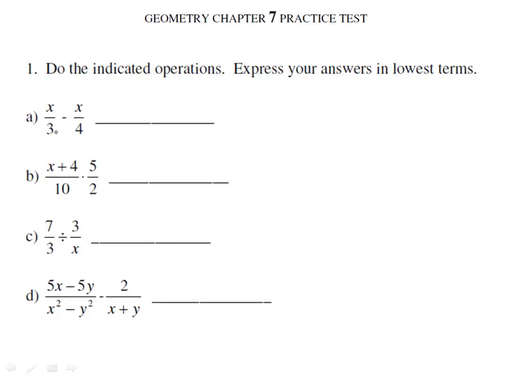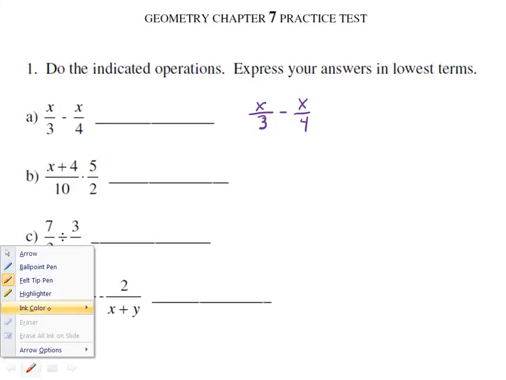I'm doing x over 3 minus x over 4. If I subtract two fractions, I need a common denominator, as you know. So you have x over 3 minus x over 4. What would be the common denominator for these two fractions? I'm sure you're thinking 12. That'd be a good choice.